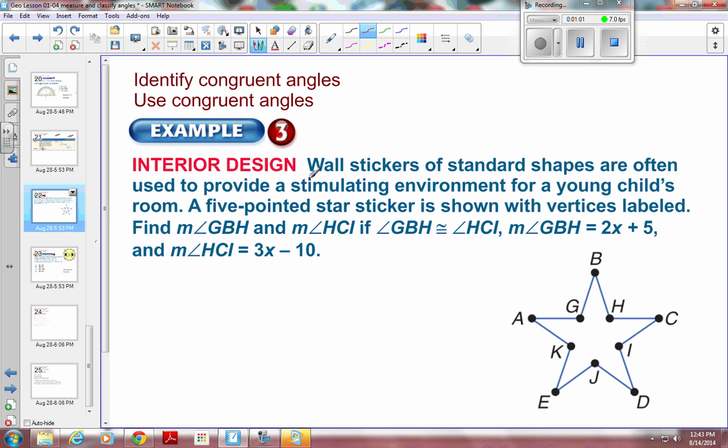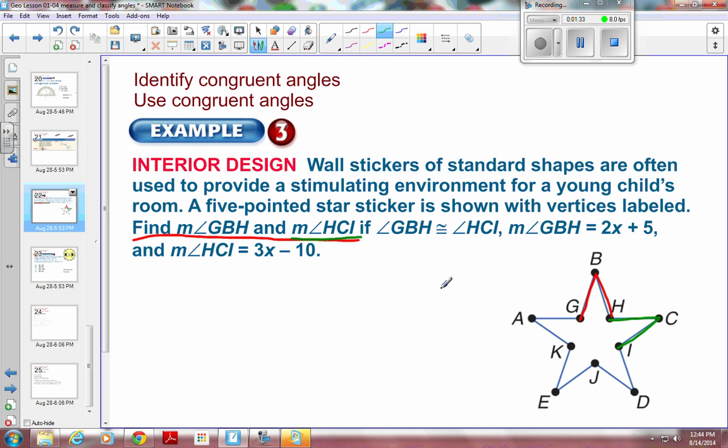So here is our problem. Wall stickers of standard shape are often used to provide a stimulating environment for a young child's room. A 5-pointed star sticker is shown with vertices labeled. Find the measure of angle GBH and the measure of angle HCI. Okay, so we want to find GBH and HCI.